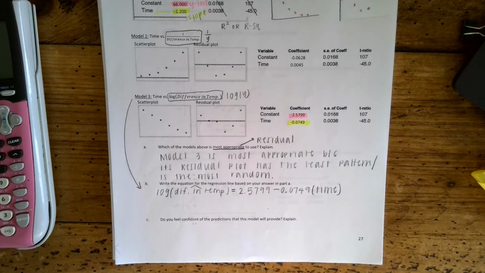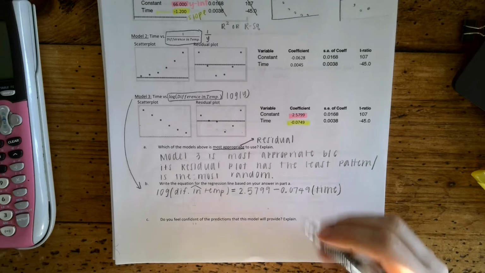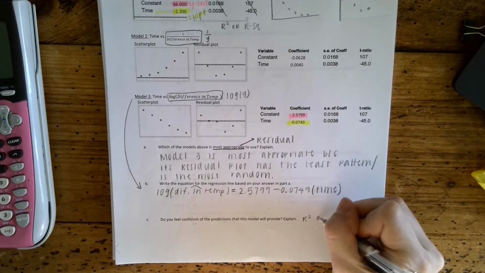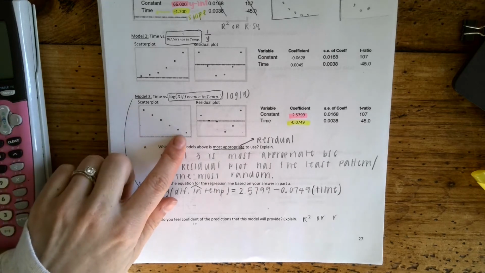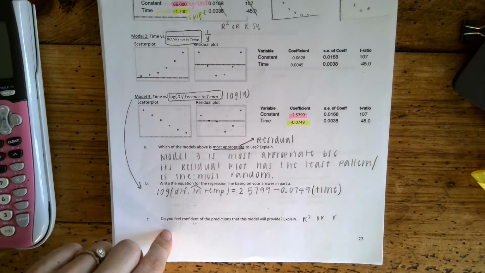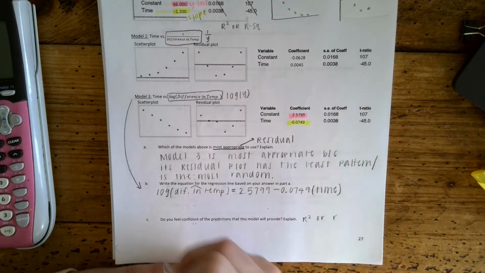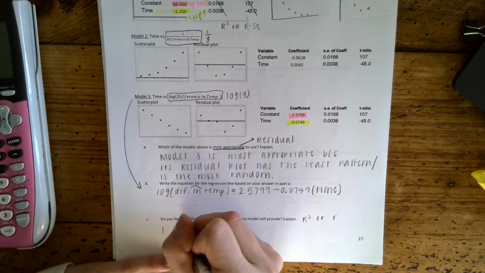Part C said, do you feel confident of the predictions that this model will provide? Explain. Now, ideally, I would like to have an r squared or an r value to answer this. Since I don't, I can talk about the residual plot. The residual plot is random. It's not the most random, but it is random, and the scatter plot is quite straight. So I'm going to say that I feel somewhat confident of these predictions.